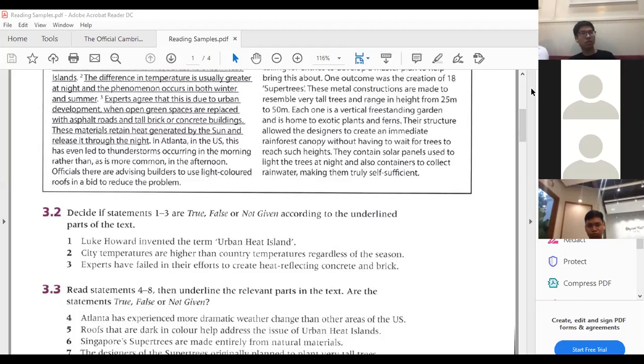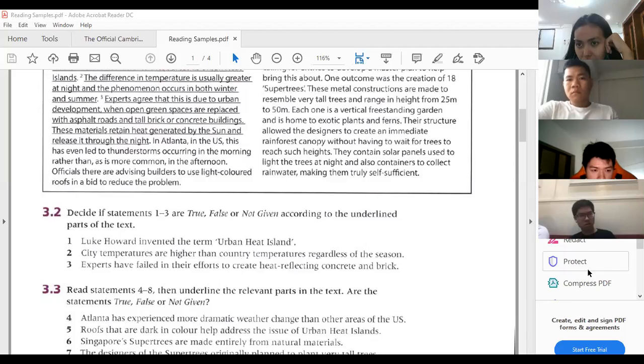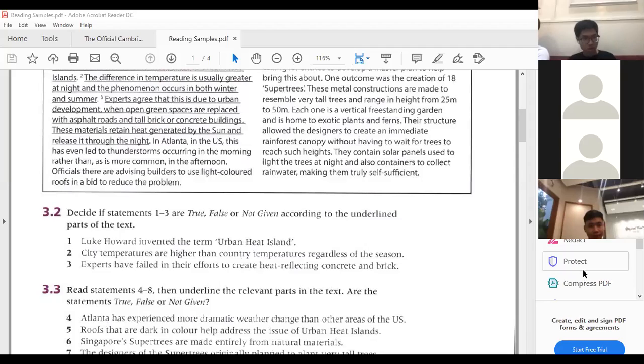Number 5, blah blah blah. Roofs are dark, blah blah blah. So it's Main's turn. Main comes back. Number 5, Main. What's the answer? Number 4 is not given, and 5 is false. Why false? What did they mention in the text? Light color roof. Very good. Thank you. Number 5 is false because they mention light colored roof, not the dark one. Very good, Main.